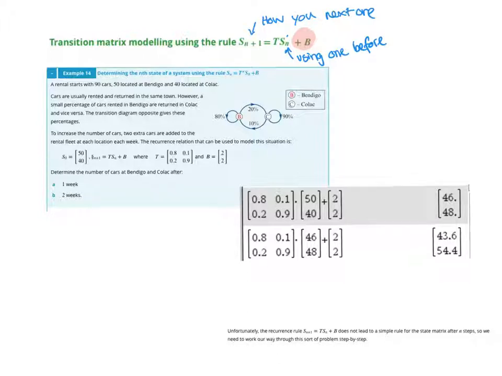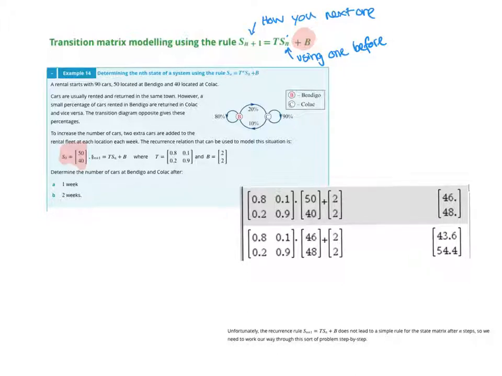It says determining the nth state from a rule. Okay, so a rental starts with 90 cars, 50 located at Bendigo and 40 at Colac. So you can see that here, there's our S0, our beginning state. And cars are usually rented and returned in the same town. However, small percentages of cars rented in Bendigo return to Colac and vice versa.